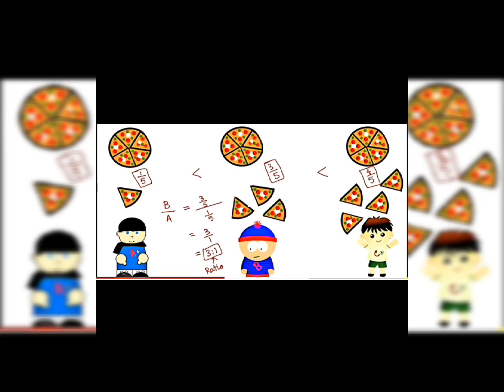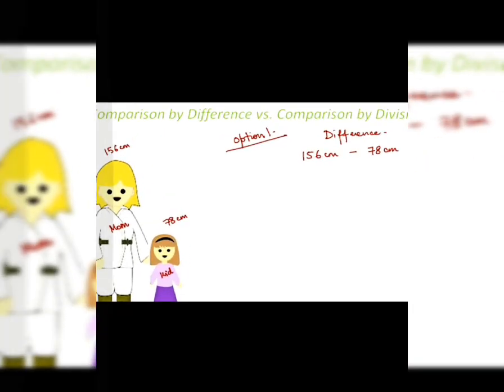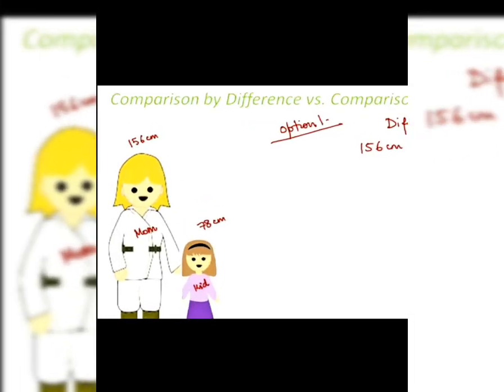Now here we saw there are two ways of comparing quantities. One is comparison by difference and the other one is comparison by division. So let's look at this example. So this is a mother-daughter duo. Let's say that mother's height is 156 centimeter and daughter's height is 78 centimeter. Now if we have to compare the height of mom with respect to that of daughter, how would we make that comparison?